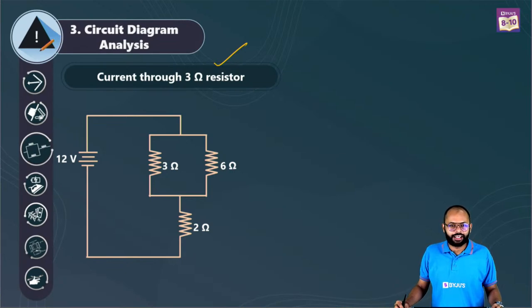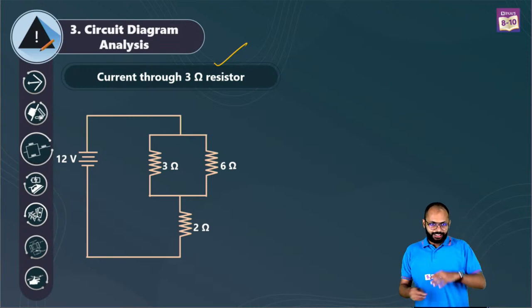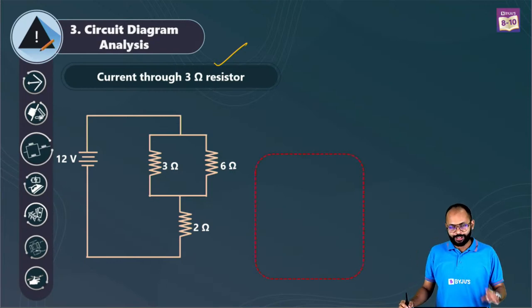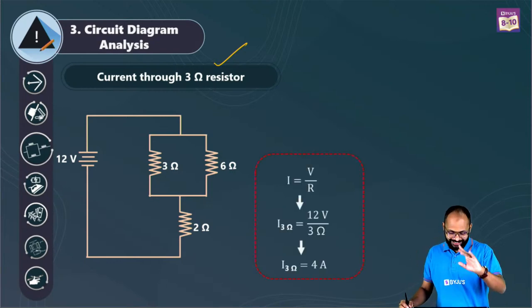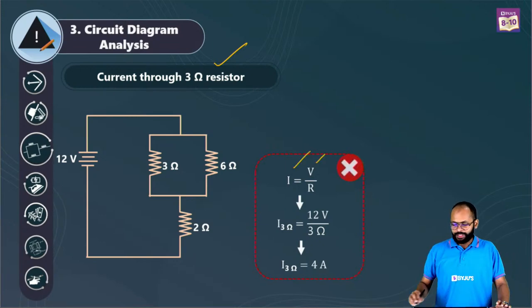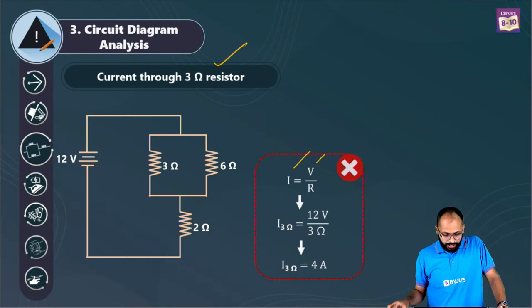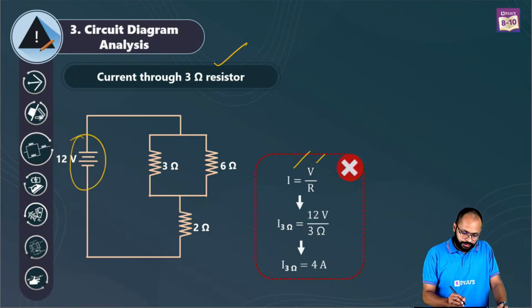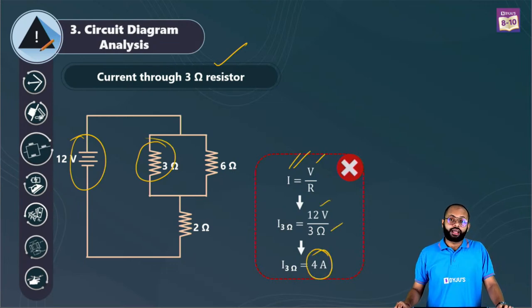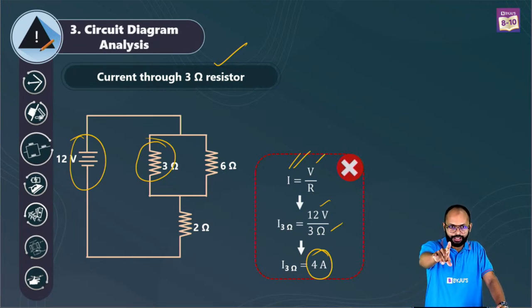Shreya, I was looking for this answer, 4, and the reason is this: I equals V upon R. The first intuition tells me voltage is 12, resistance is 3, so current is V upon R, 12 by 3, and it comes out to be 4 amperes. It becomes wrong, and you know why, right?